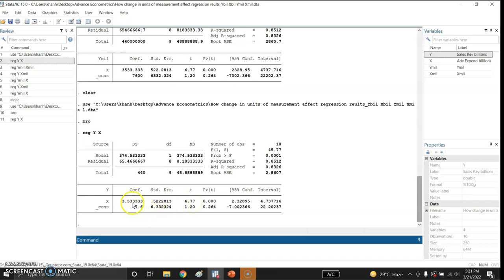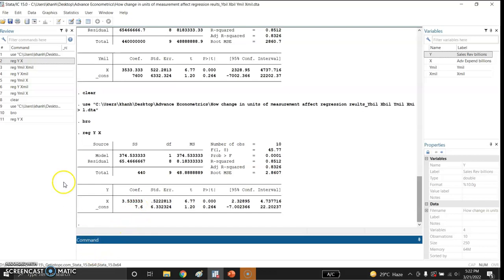So it means if advertising expenditure increased by 1 billion, sales revenue on the average will increase by 3.533 billions. If advertising expenditure were 0, then on average total sales revenue will be equal to $7.6 billion.